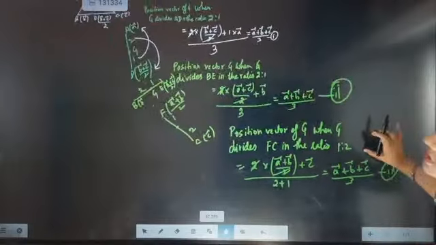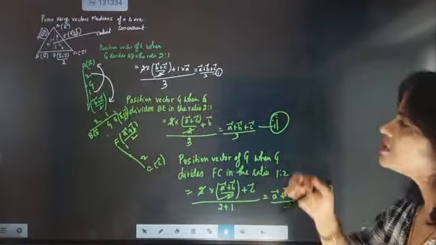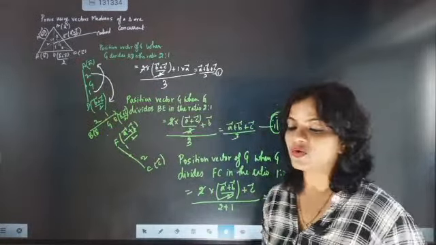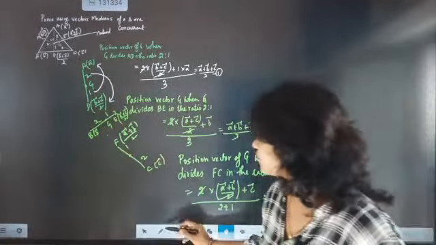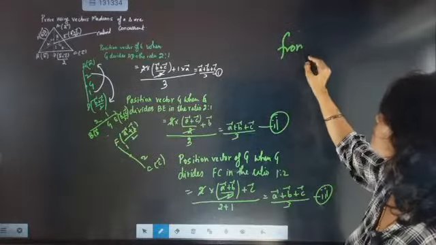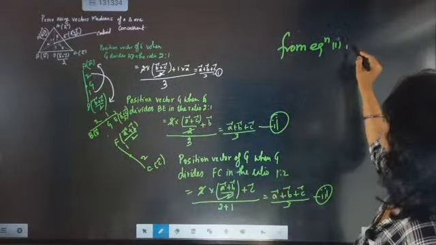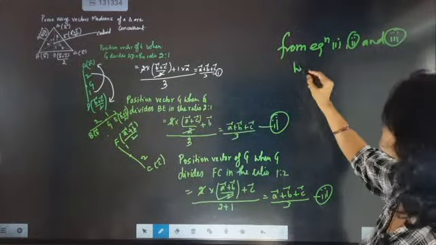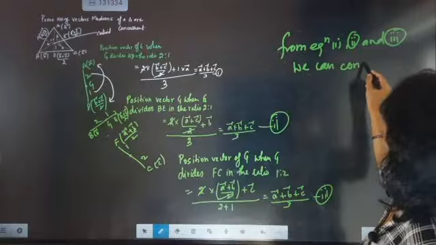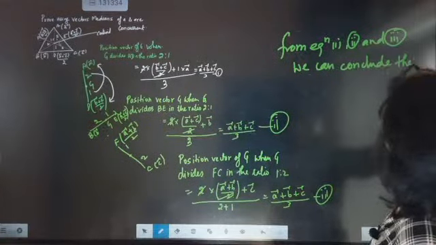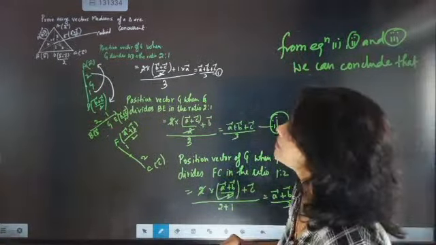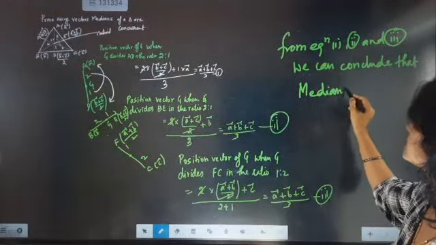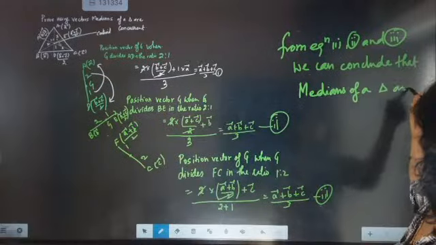So now from equation 1, 2 and 3, what have you concluded in this question? See, look here, you are taking the position vector of G for different sides, different medians, but you are getting the same value. So from equation 1, 2 and 3, we can conclude that medians of a triangle are concurrent.